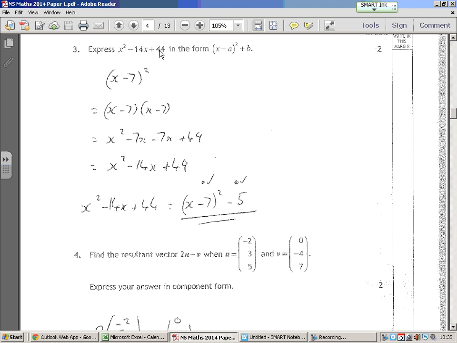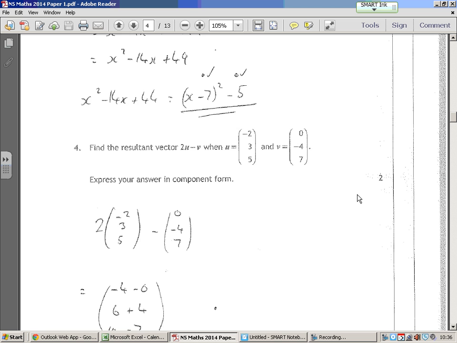But in the question we've got plus 44. So we've got 49, we need to get 44, so I just need to subtract 5 from here. So in the bracket I've got x minus 7 all squared, and to make it into the plus 44 I need to subtract 5 off the last bit, or it's just the same as subtracting 5 here. So x minus 7 all squared, subtract 5. So it's only 2 marks, so again I'm guessing about the mark scheme, but 1 mark for this bit, 1 mark for that bit. You'll be able to check on the SQA website for a mark scheme at a later date.